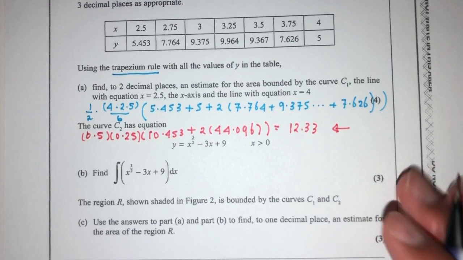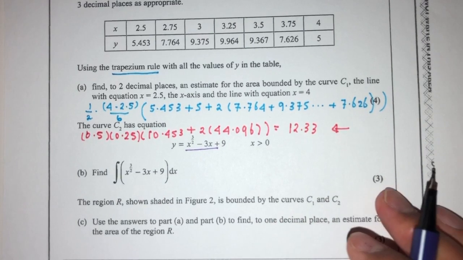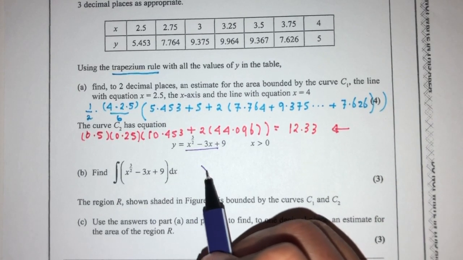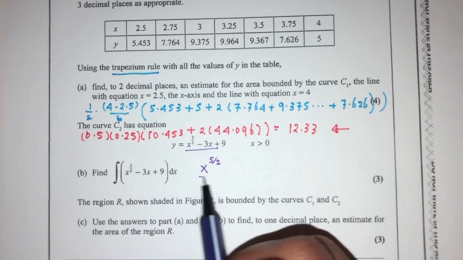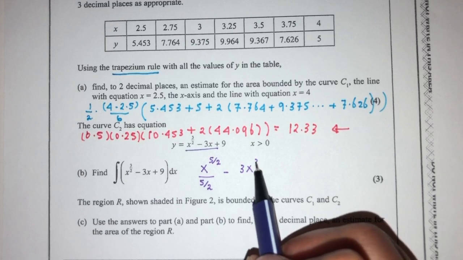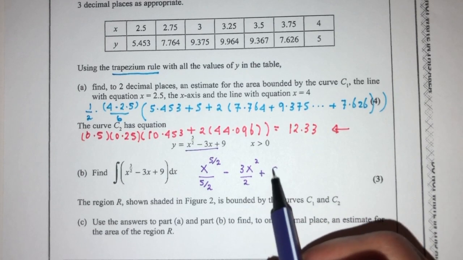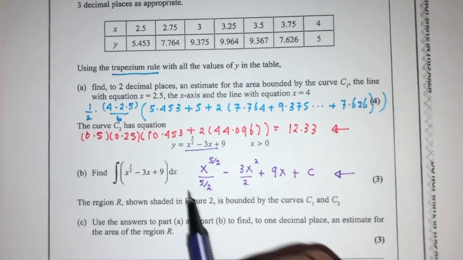Okay, so now the curve C2 has this equation. We have to first find this integral. So this is pretty easy, step by step. That will give you 1. So first thing first, add 1 to the power. That will become x to the 5 over 2 divided by the same power, minus 3x squared over 2 plus 9x plus c. That will be part B of the question.